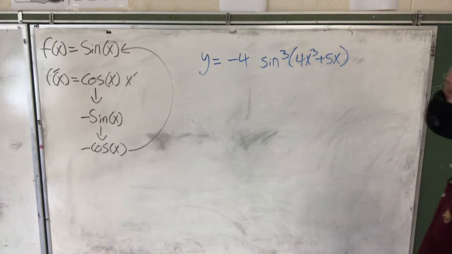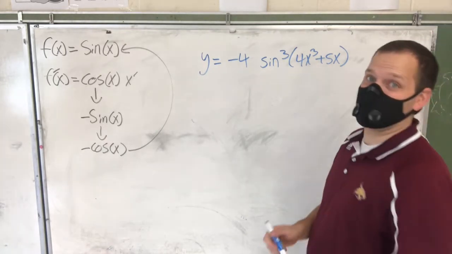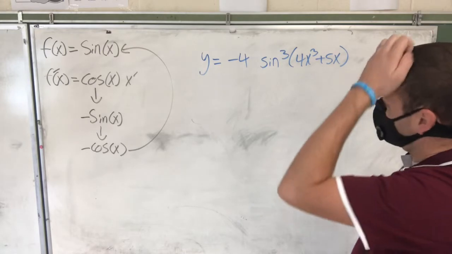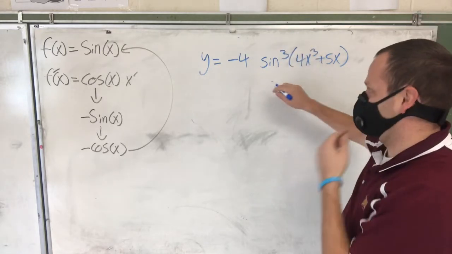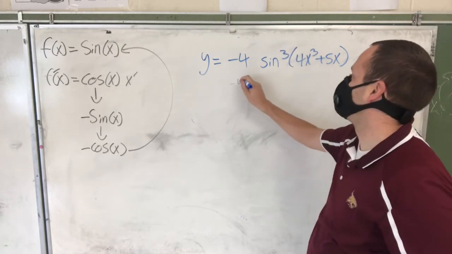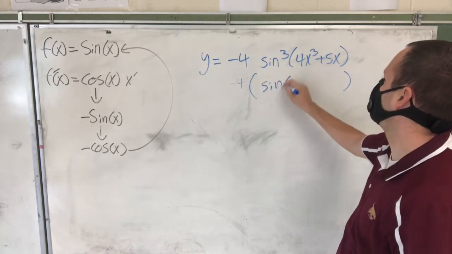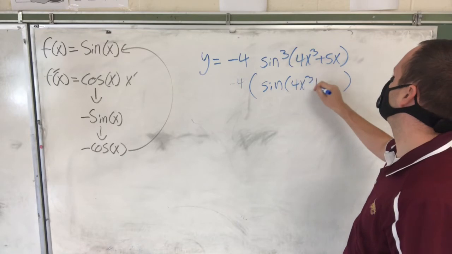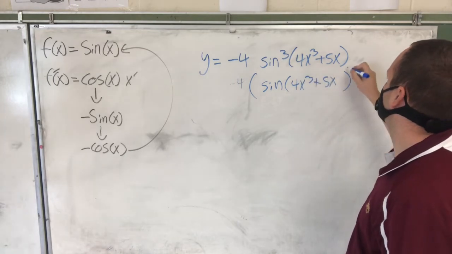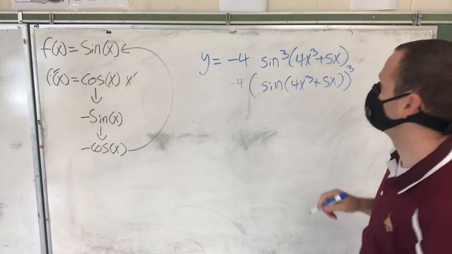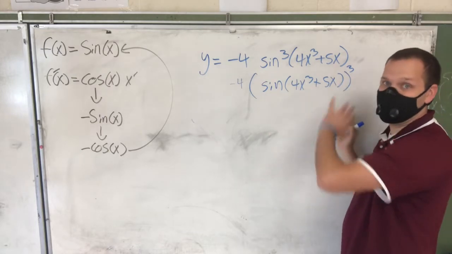Okay, here we go. Here's the answer. You should have paused it. You should have tried it by yourself by now. So, here I'm seeing an exponent. So this is really going to be negative 4 sine of 4x cubed plus 5x, cubed. So it appears to be a chain rule that's happening.